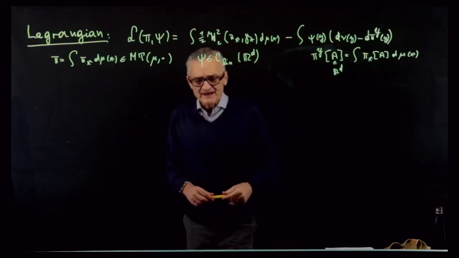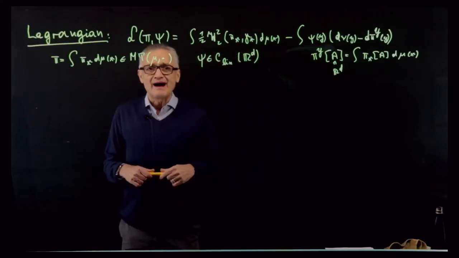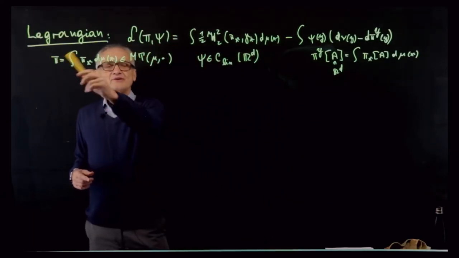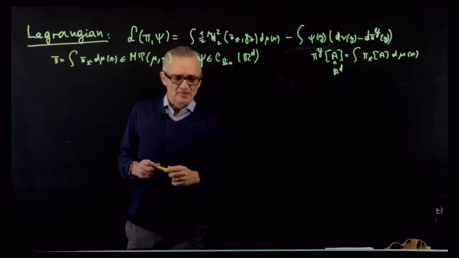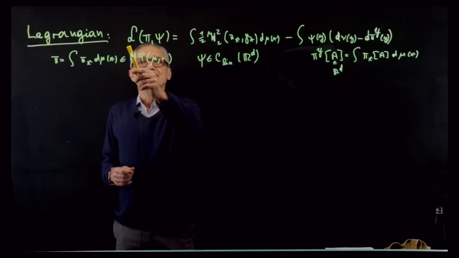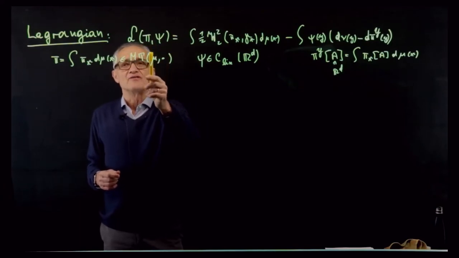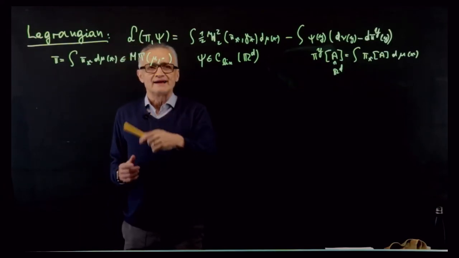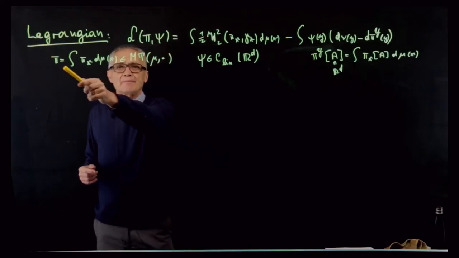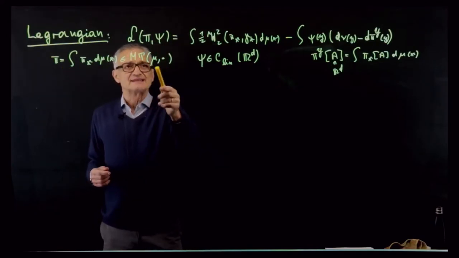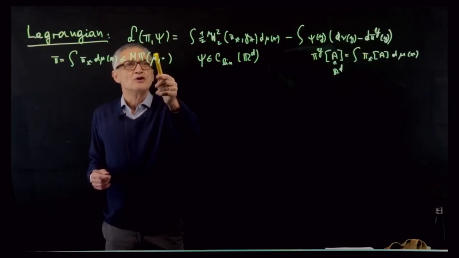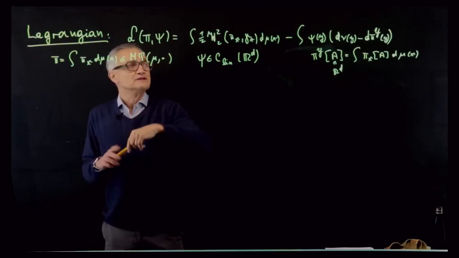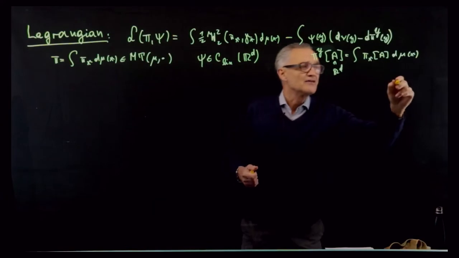My usual theme is the power of duality. So here I put the Lagrangian. I hope everybody remembers, I've been lecturing on this over and over again. We try to take pi in a bigger set than the Martingale transports from mu to nu. So this was our general situation.